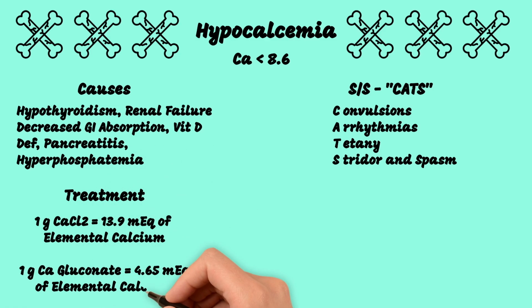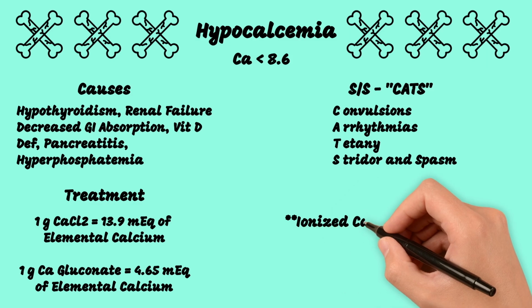So remember, 1 gram of calcium chloride is 13.9 MEQs of elemental calcium. It's generally why we leave it for patients who are in cardiac arrest, because there's such a large amount of calcium inside of it. Versus our calcium gluconate has 4.65 MEQs of elemental calcium, and that's usually our drug of choice when replacing calcium in the hospital setting.